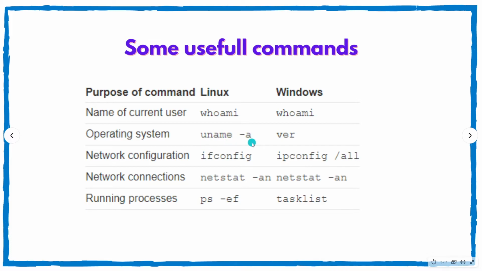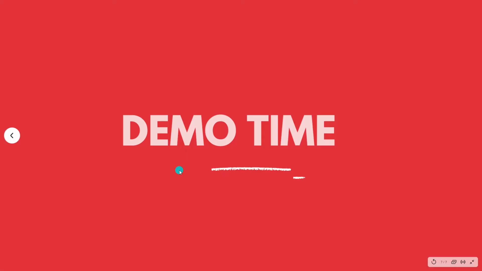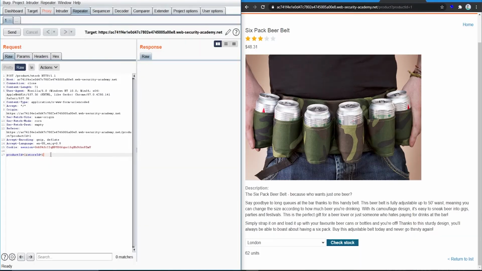And you can gain access to whatever the version of the system is. uname -a will show you the version on Linux. On Windows, ver will. You can see the network configurations. It's ifconfig or ipconfig /all, network connections, netstat, and so on and so forth. You can check these out if you want. Now let's get to the demo, guys.